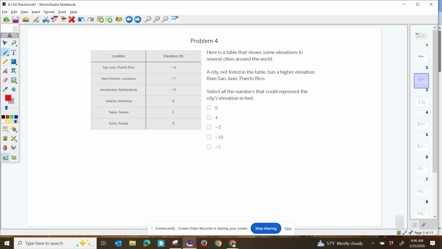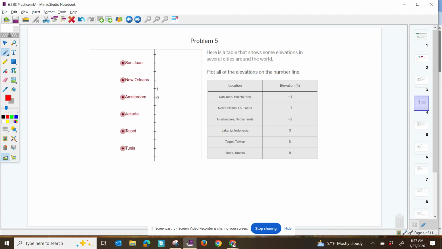It says a city that's not listed on the table has a higher elevation than San Juan, Puerto Rico. So San Juan, Puerto Rico is at negative 4 feet. I mean, New Orleans is at negative 7. Amsterdam's at negative 2. Those are definitely places that have to worry about flooding from storms and sea level rise. It says 0 would definitely be above. So like negative 4, 0 would be up above that. 4 would be above that. Heck, even negative 2 would be above that. But negative 10, negative 7, those are both below it.